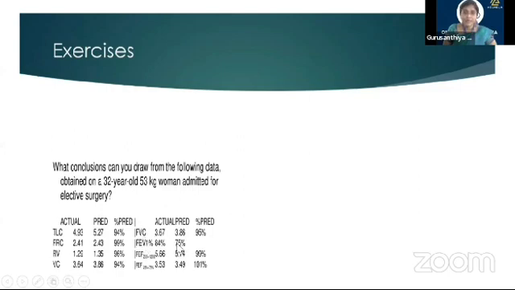FEV1 by FVC, see 75 by 95. It is close to 0.8. Then you go and see the total lung capacity. The total lung capacity also seems to be more than 80% of predicted. So altogether, FEV1 by FVC is normal and total lung capacity is normal. Then it means it is a normal PFT, provided they have not given the DLCO.